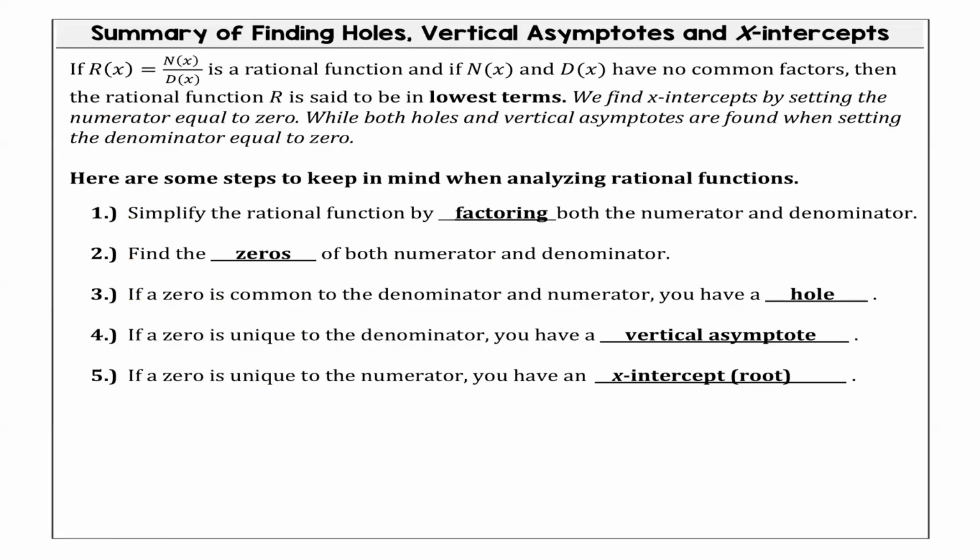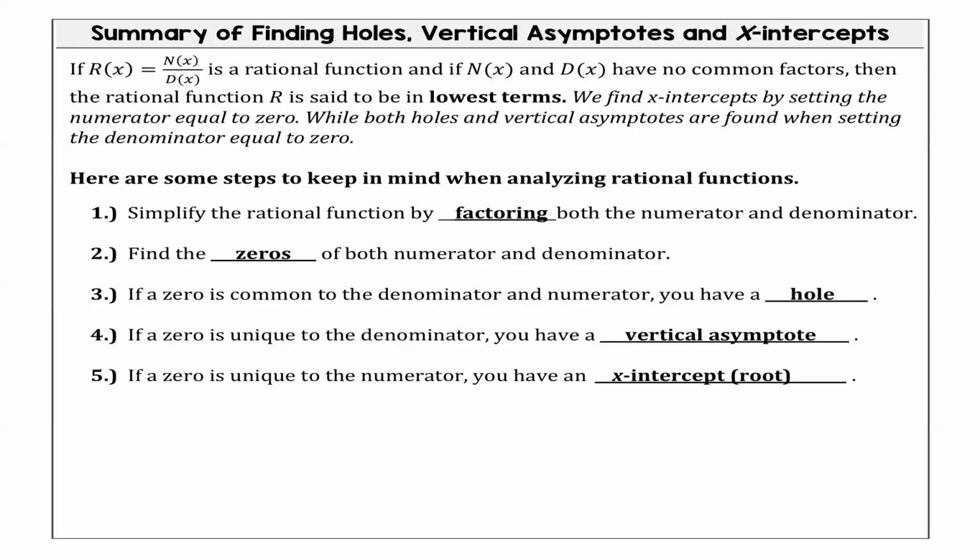All right. So when we're analyzing rational functions, these are your 5 key steps. You want to simplify the rational function by factoring. Factor, factor, factor. Okay. The numerator and the denominator. You want to find the zeros of both the numerator and of the denominator.